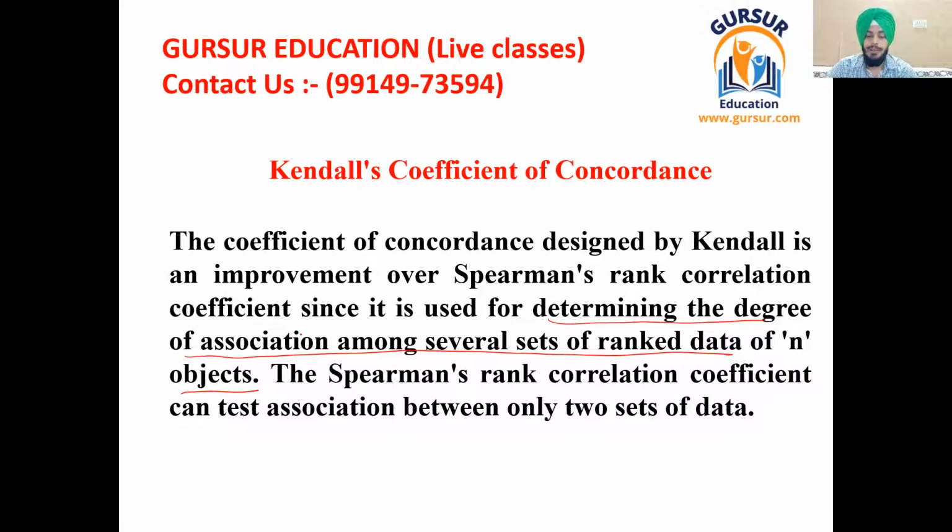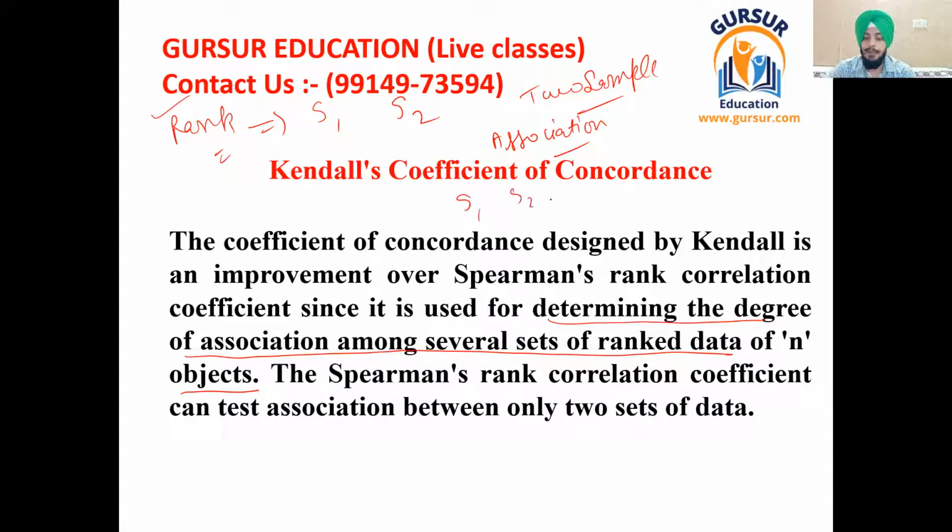Let me tell you what this is in somewhat more detail. We have studied rank correlation. This is used for making the comparison or finding the association between two samples, sample 1 and sample 2, and it had a great limitation that it can take into account only two samples. But what if we try to find the level of association between more than two samples?